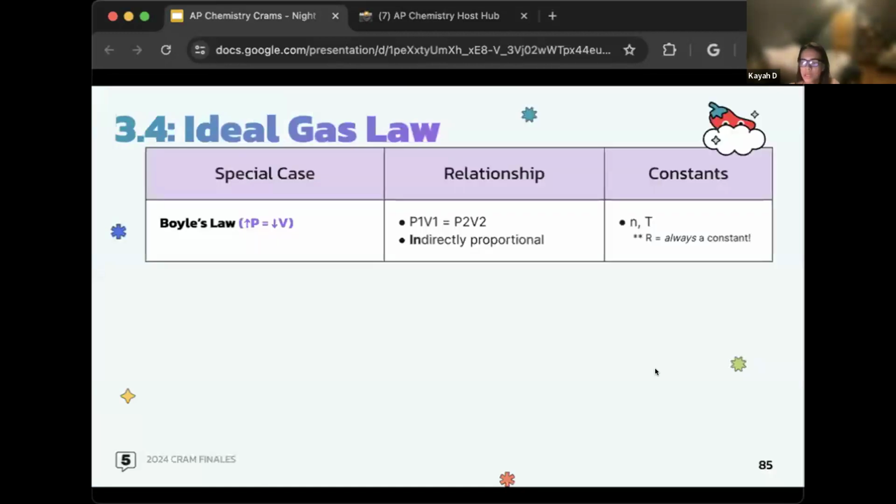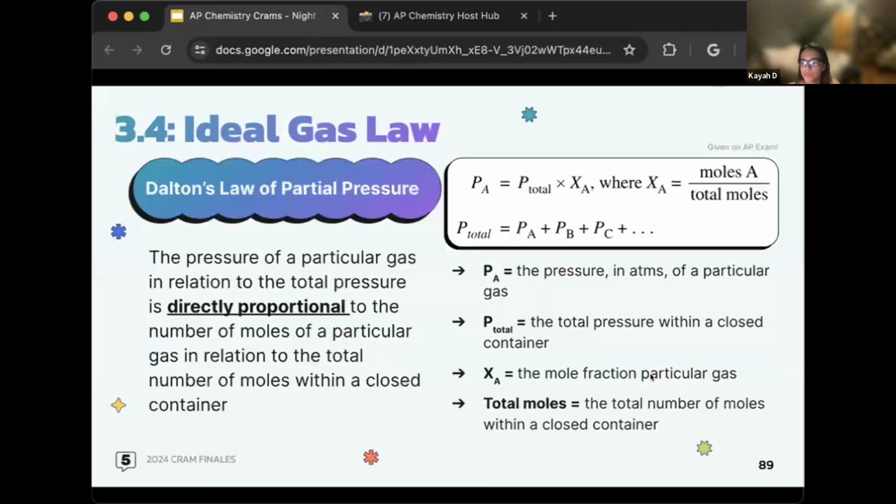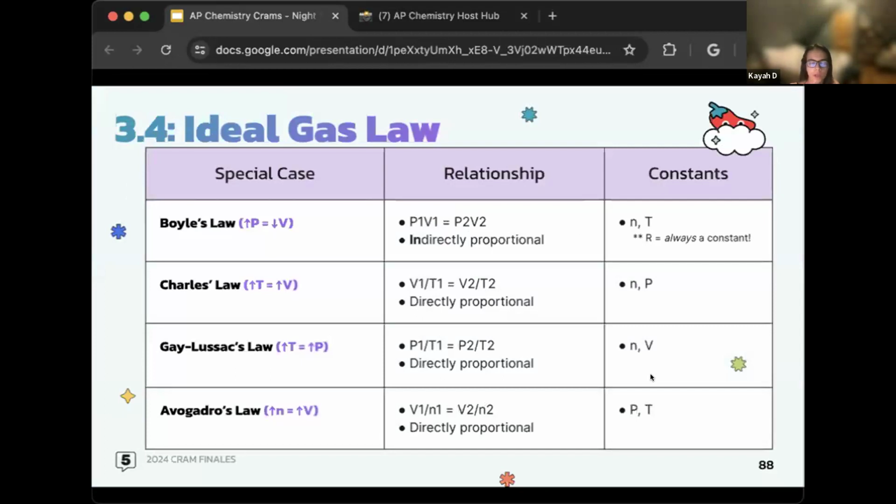So all these mini laws can really just be derived from PV equals nRT. That's where they all come from. With Boyle's law, as pressure increases, volume decreases; they're inversely proportional. In this case, you take the PV equals nRT formula and have n and T as constants. Remember, we're not going to list R as a constant because R is always a constant, right? On the AP Chemistry reference table, you'll see R as a constant. So in cases where you're finding these different gas laws, just know R is always a constant.